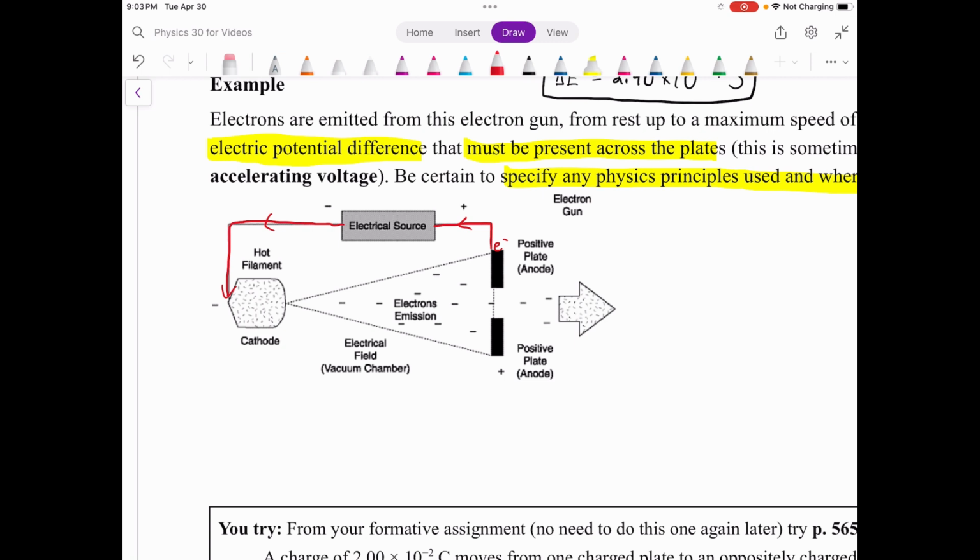A battery, you can almost think of a battery as like a pump for charge. It pumps charge from one place to another, okay? Now, we call this the cathode, and we call this the anode. So the negatively charged plate is the cathode.